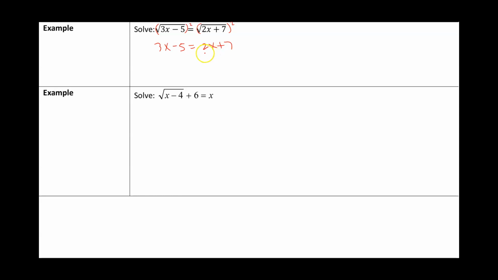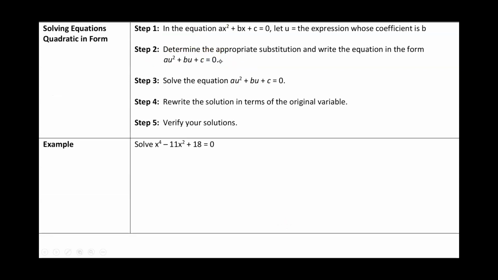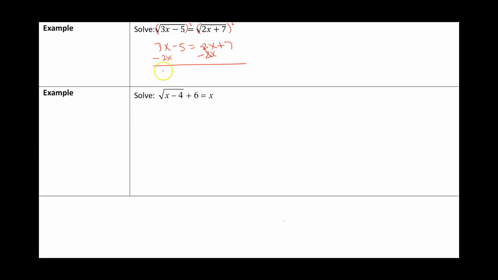To solve this problem, we need to move the 2x to the left. So we have x minus 5 equals 7. Then I add 5 to both sides, and this gives me x equal to 12.